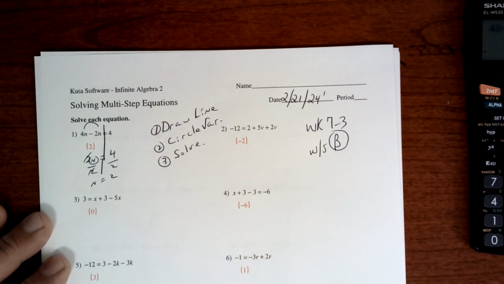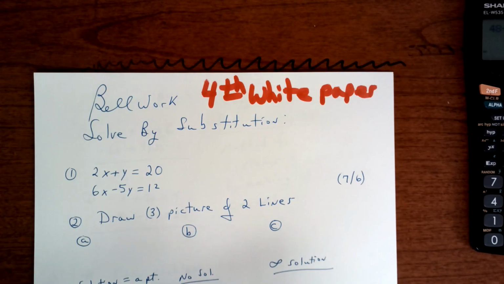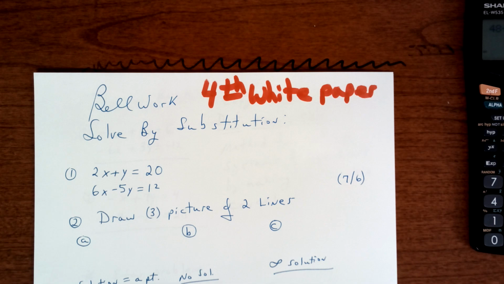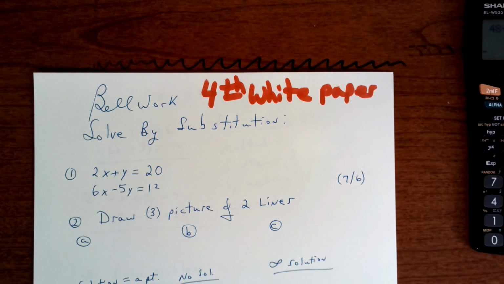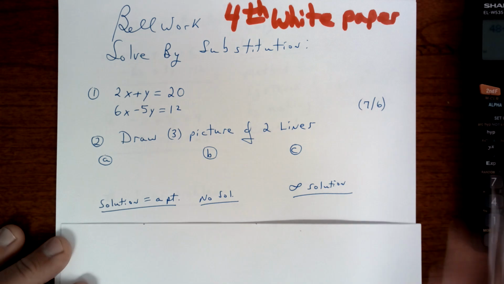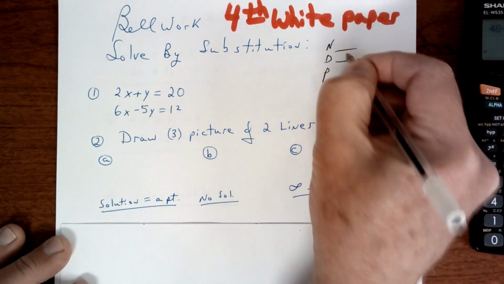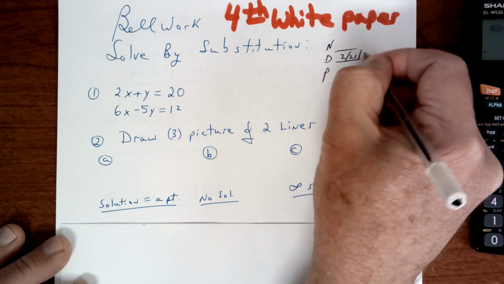All right? Let's turn our attention now to college algebra. Okay? So to do college algebra, let's work these right here. All right, so yesterday we did the method of substitution. And by the way, I want name, date, and period. Today is the 21st of 24.